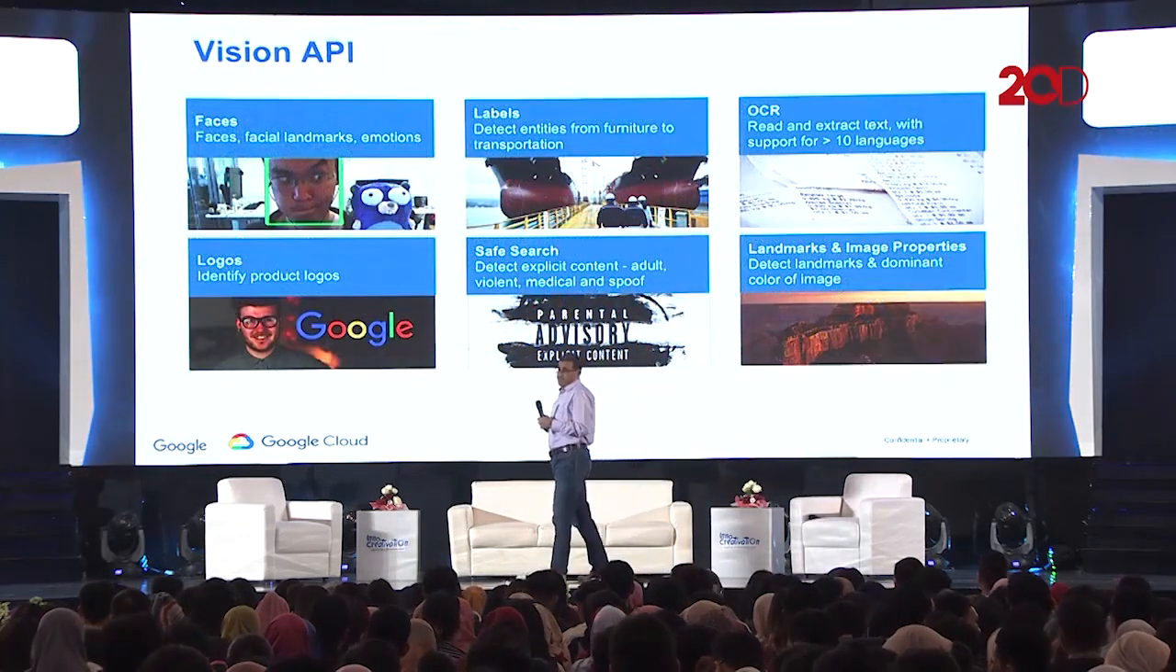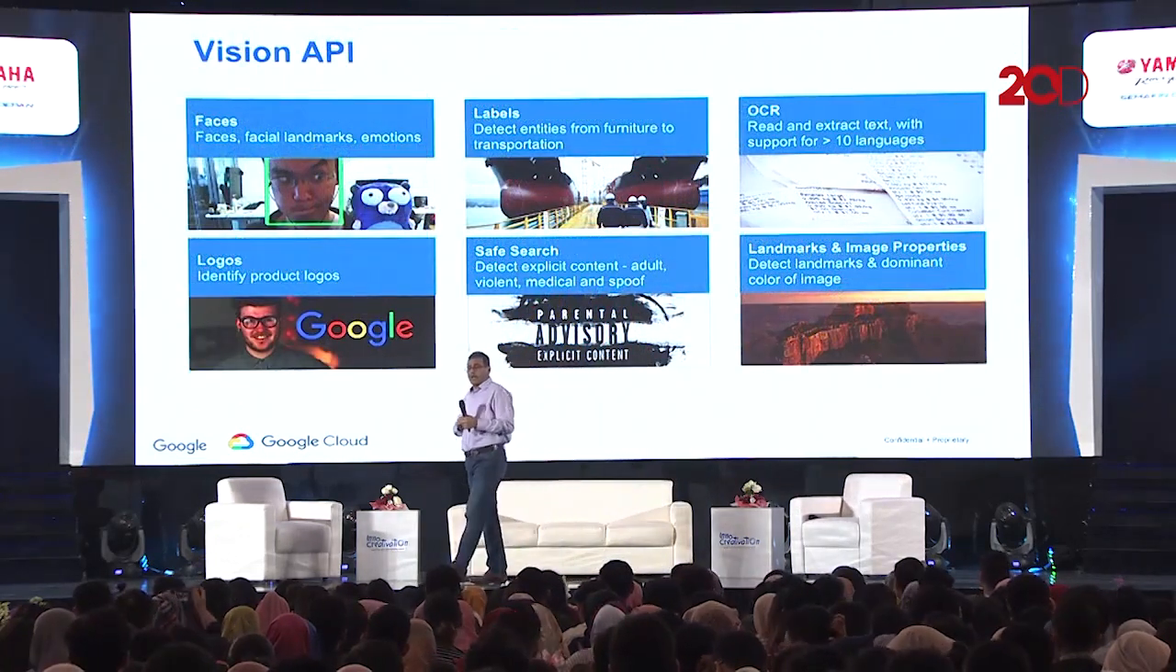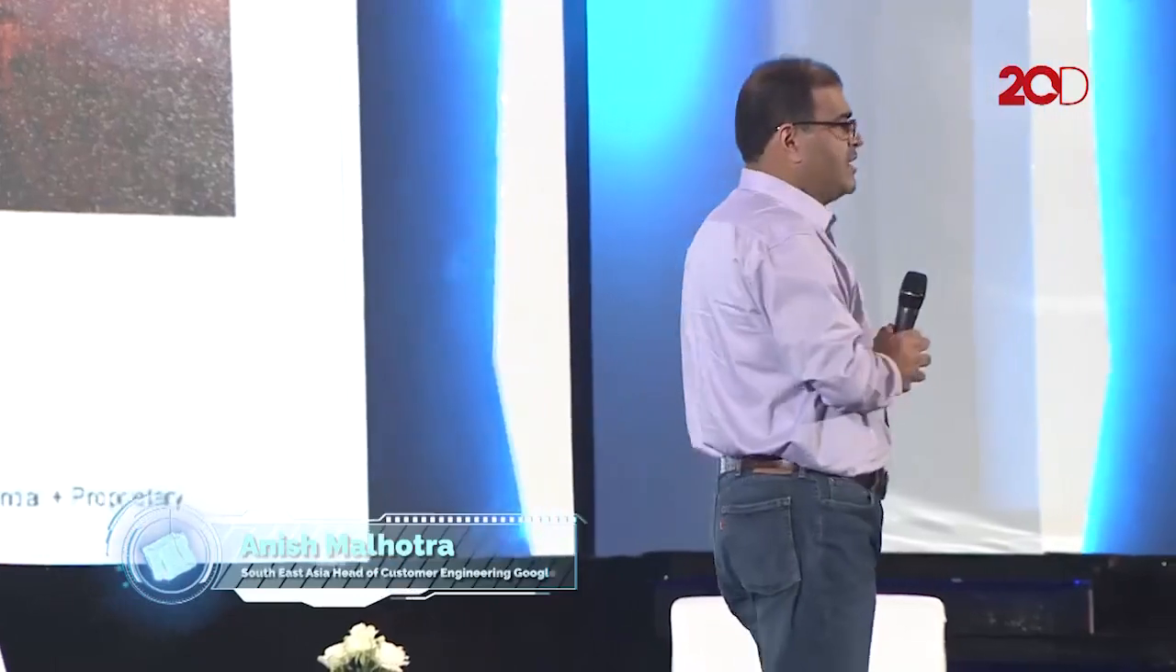The second is the Vision API. A great example: I don't know how many of you read the New York Times, but they had about 5 million photographs over the last few years that they have been in the business.